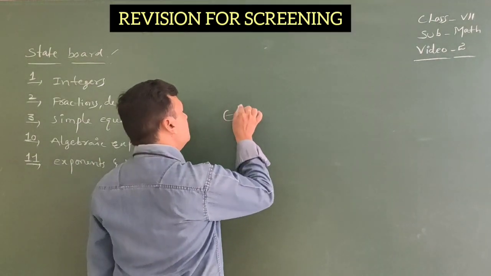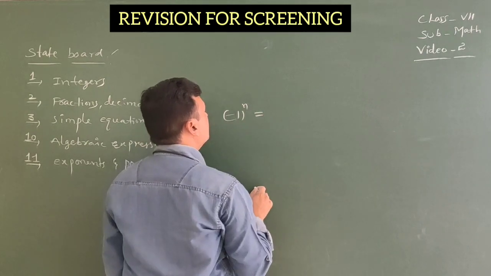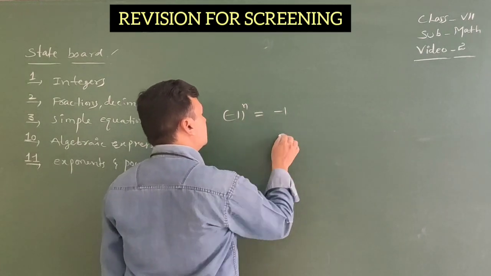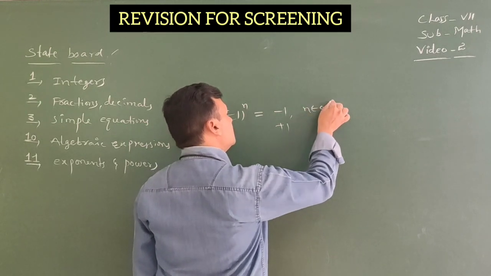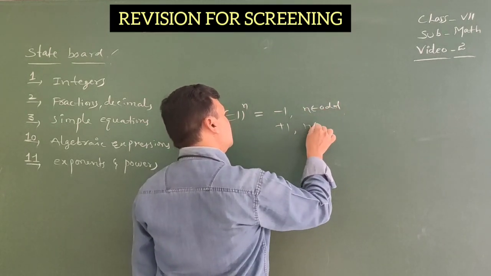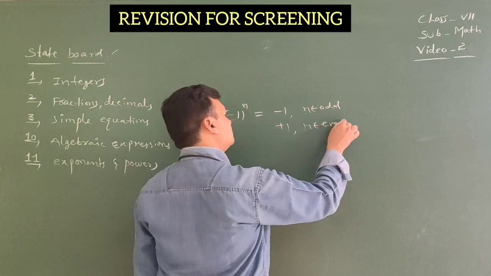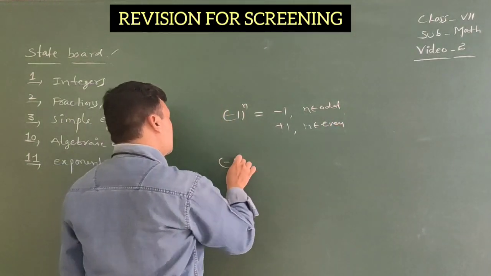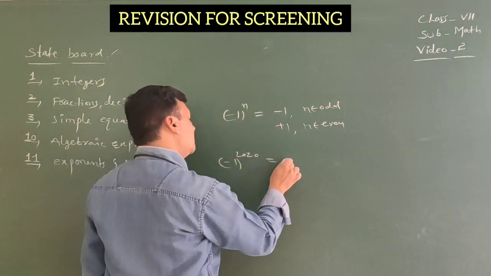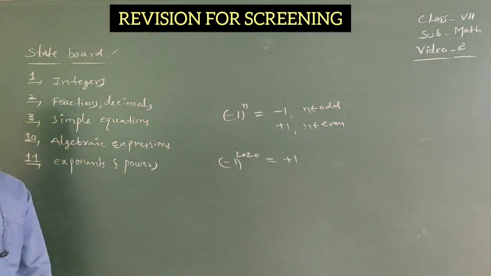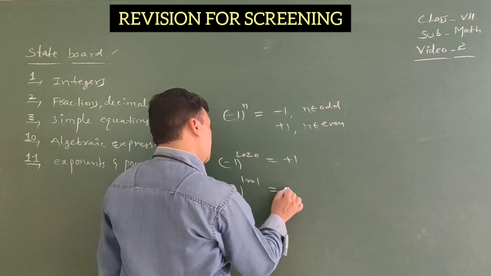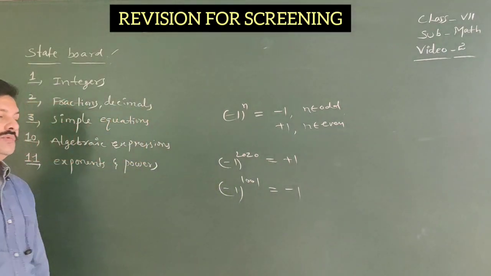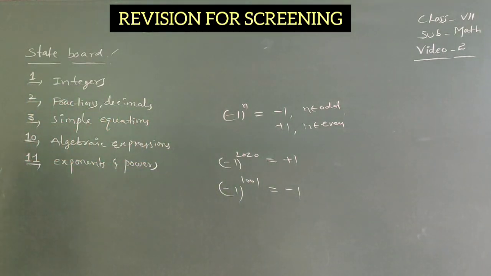In (minus 1) to the power n, the result is minus 1 or plus 1. When it occurs, you use minus 1 for odd and plus 1 for even. In (minus 1) to the power 2020, they give me plus 1 as the result. Minus 1 to the power 1001, they give me minus 1. It depends on even and odd.